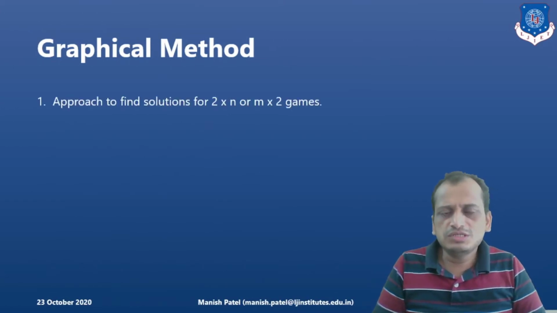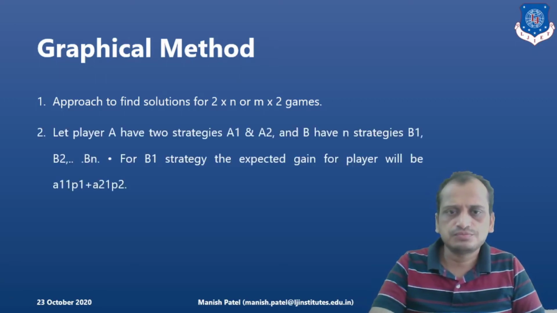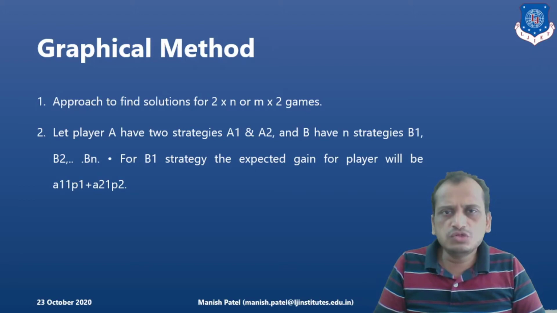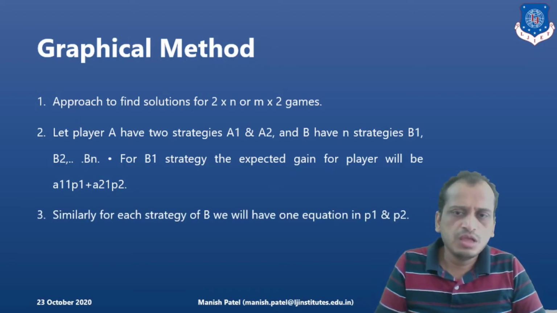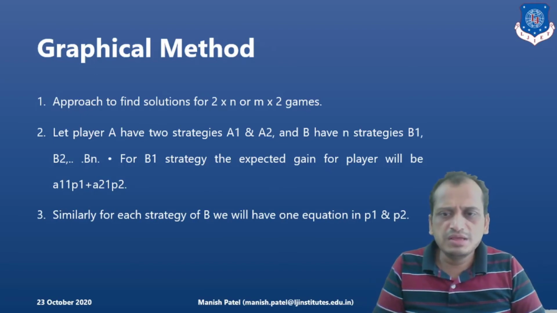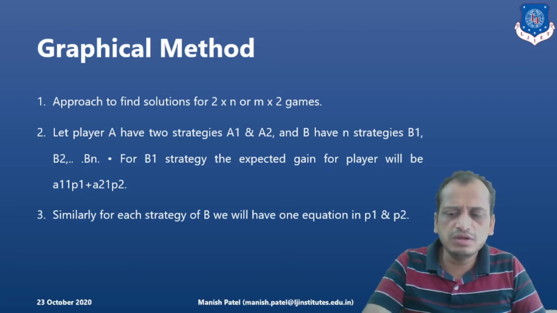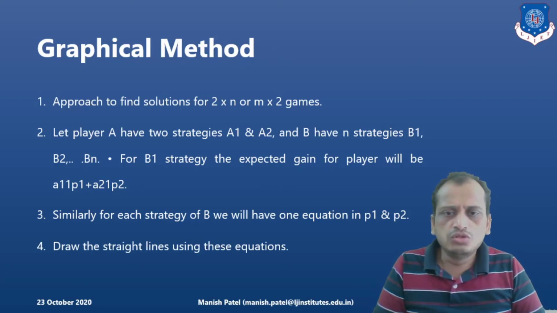First of all, this method is employed for 2 cross n or m cross 2, where the payoff matrix is this. Now suppose A has 2 strategies A1 and A2, and B has n strategies B1, B2 up to Bn. Now, if you talk about B1, the expected gain for the player will be a11 P1 plus a21 P2. Similarly, for each strategy of B, we will have one equation in P1 and P2. We will look into an example so that you can understand. Draw the straight lines using these equations, and so you can easily find out maximin or minimax.